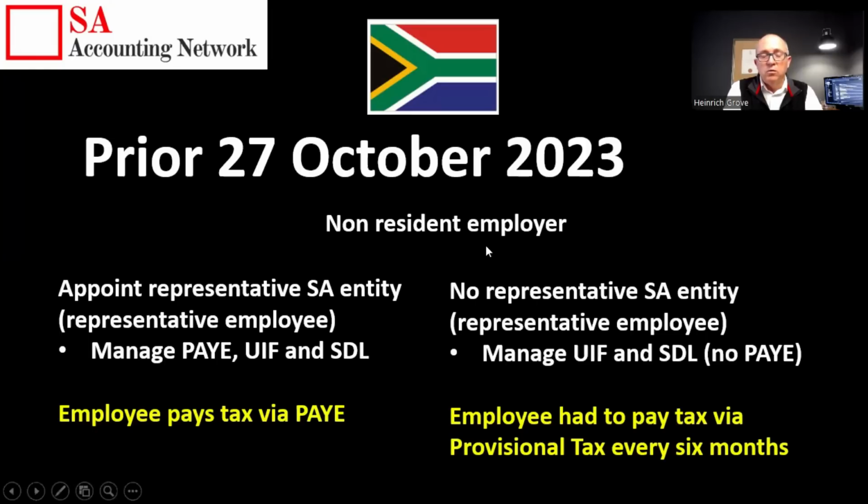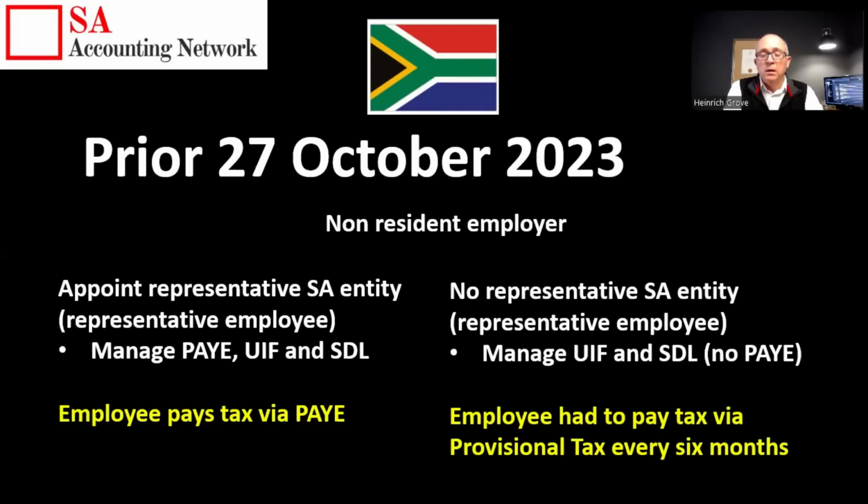non-representative SA entities, so if you had an entity in South Africa that didn't have a representative entity in South Africa, then there was only a requirement to manage the UIF and the Skills Development Levy, but not the pay-as-you-earn. So what then happened is that the employee sitting in South Africa had to pay tax over to the receiver of revenue every 6 months via provisional tax.